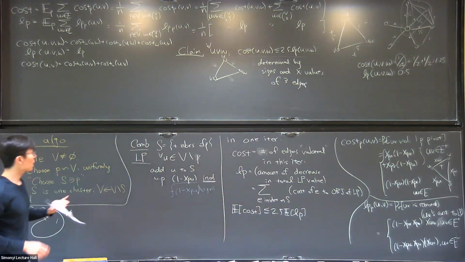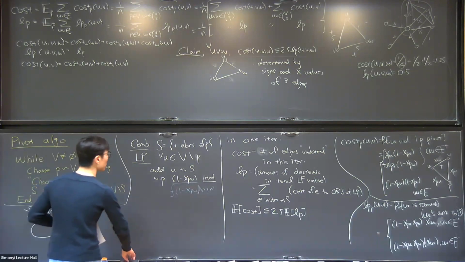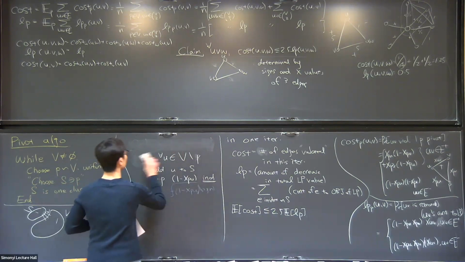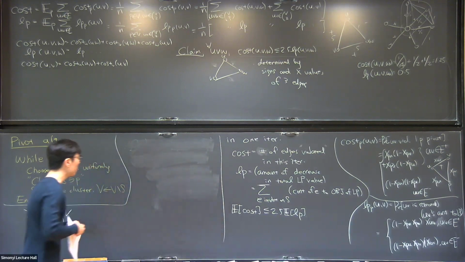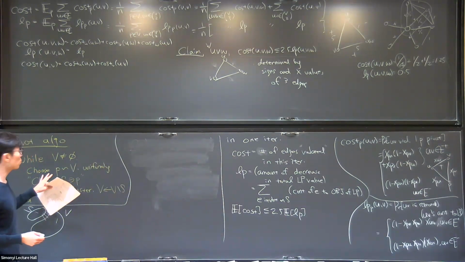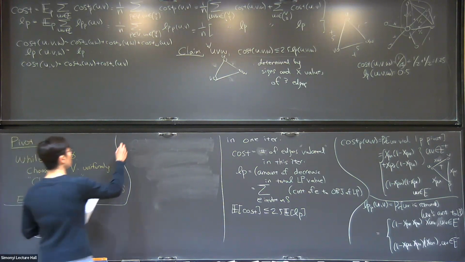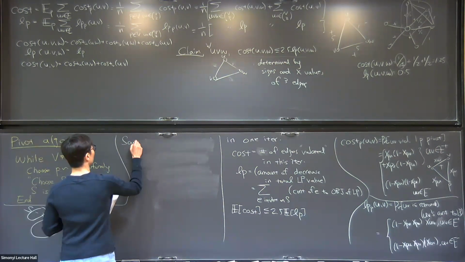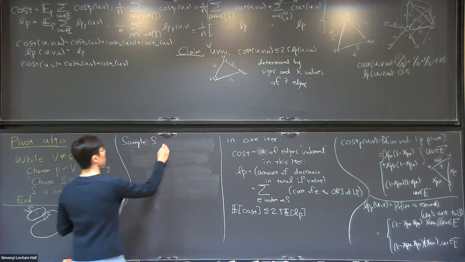Okay, so then let's revise this LP rounding. Let's save some space by erasing this. Still, we chose P, and then we want to sample S given P. So what are going to be the desirable properties? The sample S is given P.